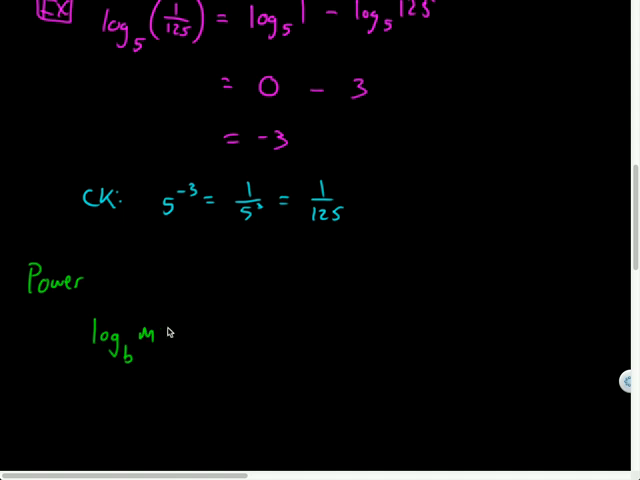M to the n. They'll use the letter P, I think, is usually what I've seen. Now this property in itself is what allows us to solve equations that have a variable in an exponent. All right, this is going to be big time powerful here. So what do you think I do with this?